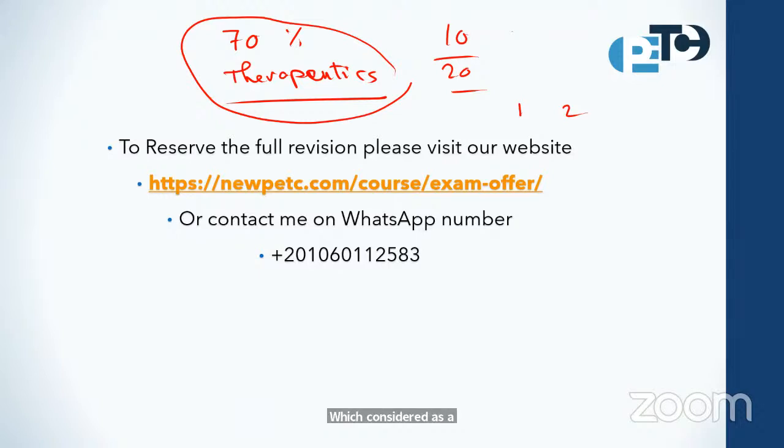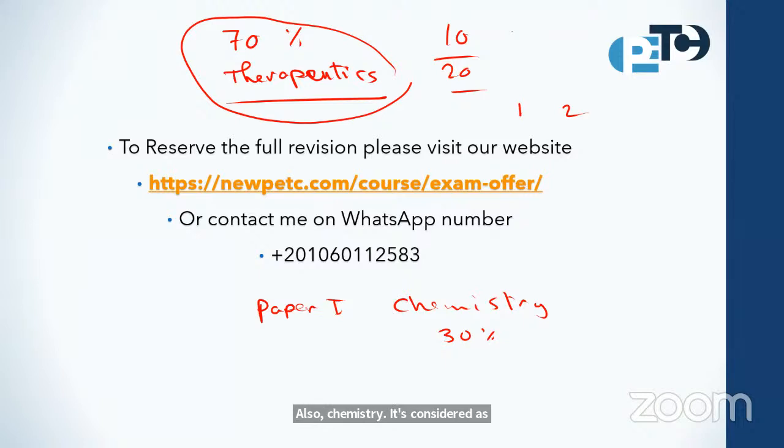What about the chemistry part? Chemistry is also considered 30% of paper 1, so it's approximately 30 questions. This is the average. They mention on the APC, Australian Pharmacy Council, official website that chemistry is 30% of paper 1.